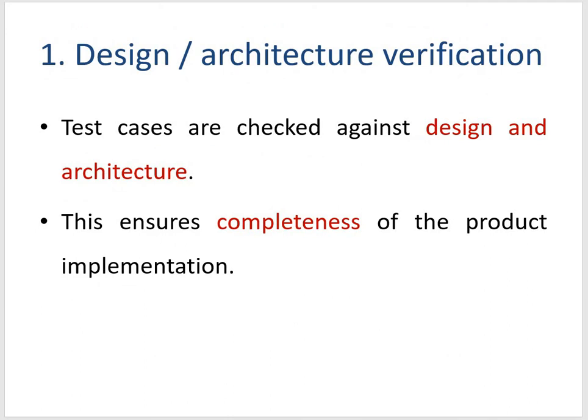So what we have is design and architecture verification. Your test cases are checked against the designs and the architecture, and this basically ensures the completeness of the product implementation. We do a one-to-one mapping of the things provided in the design documents and the architecture, and we try to verify, and based on that we take a call on whether the product is complete or not. So we do one-to-one mapping based on the listings in the design document, and that particular part is well tested here. This is necessary.